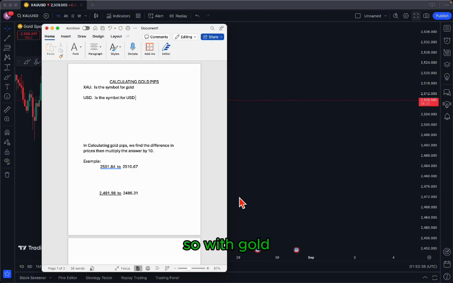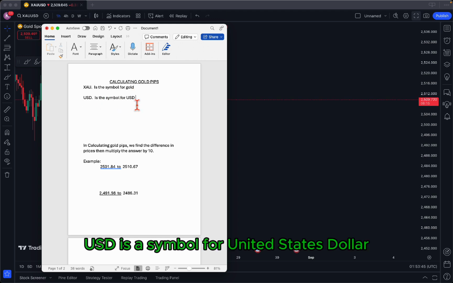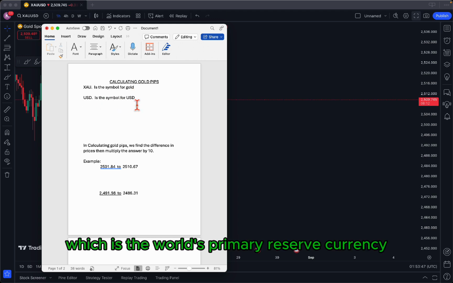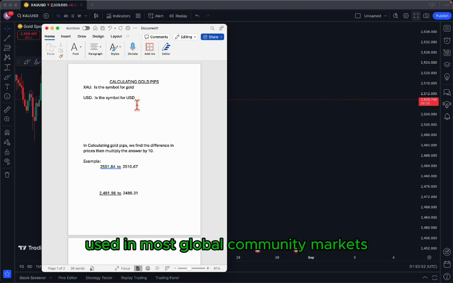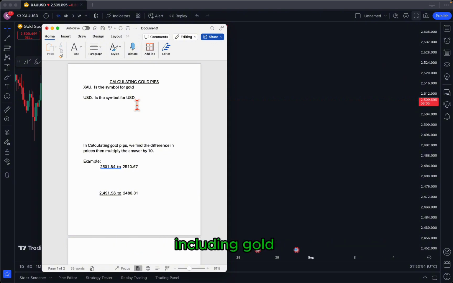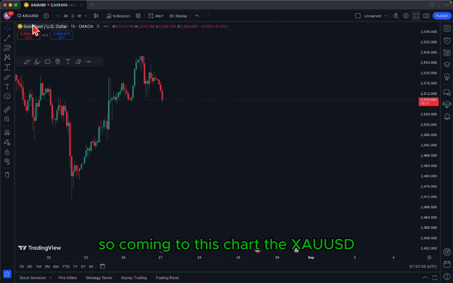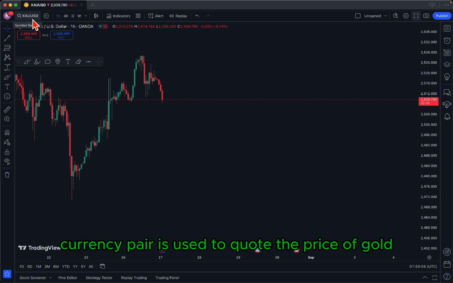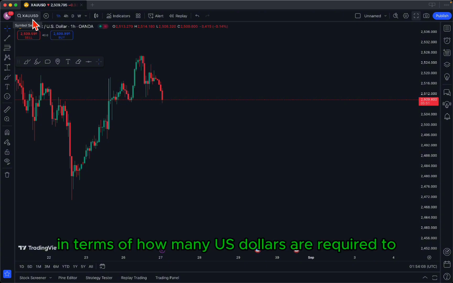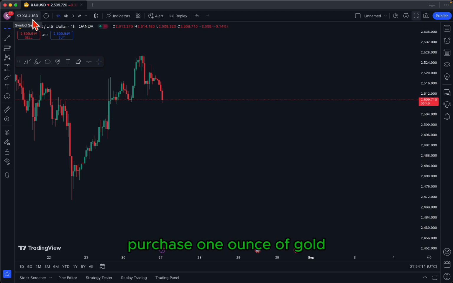So with gold, the XAU is a symbol for gold. USD is a symbol for United States dollar, which is the world's primary reserve currency and the standard currency used in most global commodity markets, including gold. So, coming to this chart, the XAUUSD currency pair is used to quote the price of gold in terms of how many US dollars are required to purchase 1 ounce of gold.